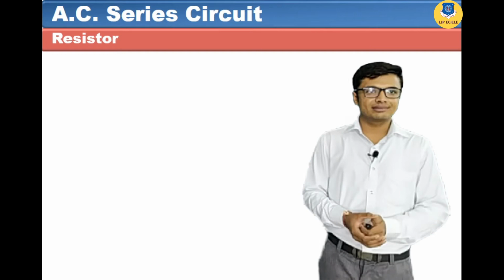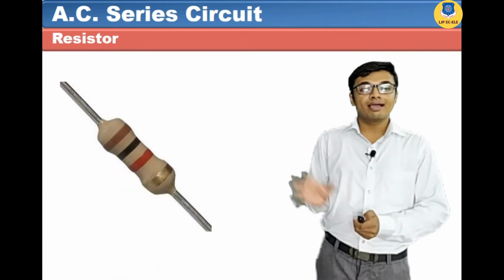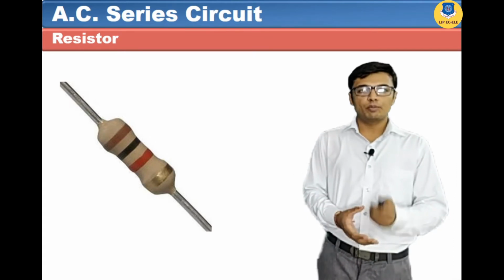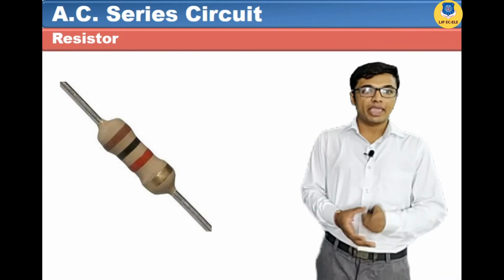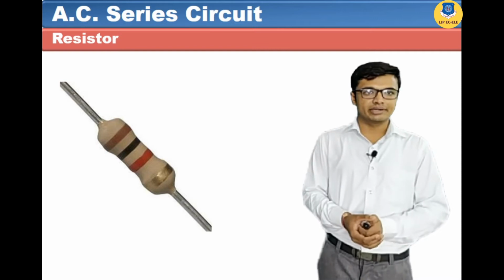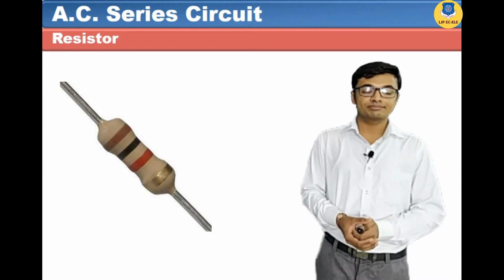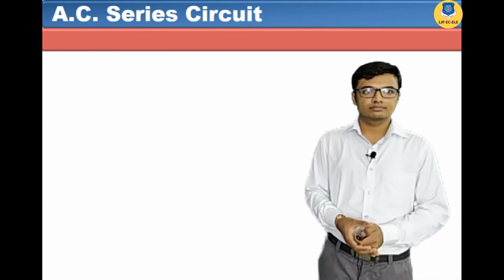Let's see the first element, that is the resistor. The difference between resistor and resistance is that the resistor is a kind of element where resistance is a kind of property. The property of a material to oppose the flow of AC or DC current is called resistance. The unit of resistance is ohm. Generally resistance is made up of carbon material, and resistance is also responsible for power loss in any circuit. Also we can connect resistors in series or parallel.